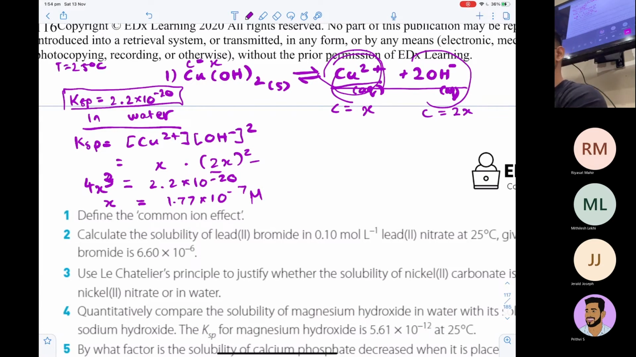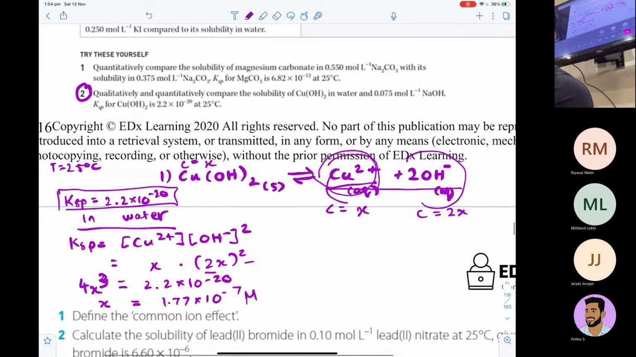Now, I have a question for all of you. You need to compare the solubility of one of these ions. Which ion are you going to compare? Let's go back to the question so you can see it. It's copper hydroxide in water, and it's sodium hydroxide. There are two things you can compare. You can either compare, as Mani has mentioned, the soluble copper hydroxide in both cases. What else can you compare?